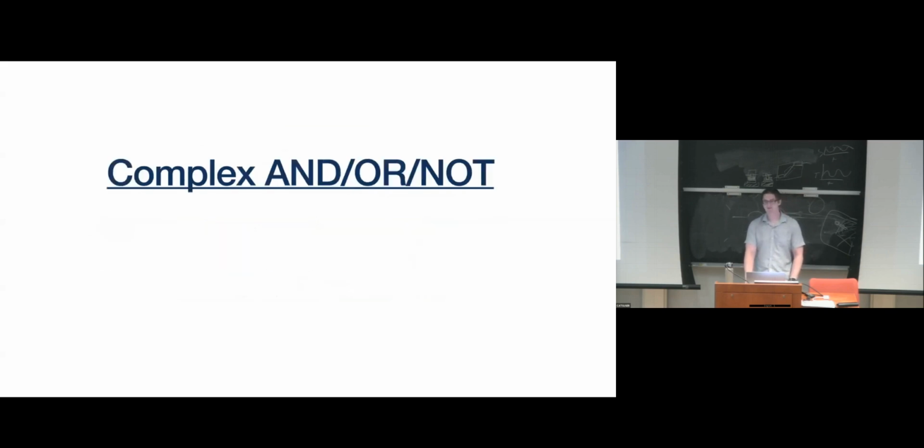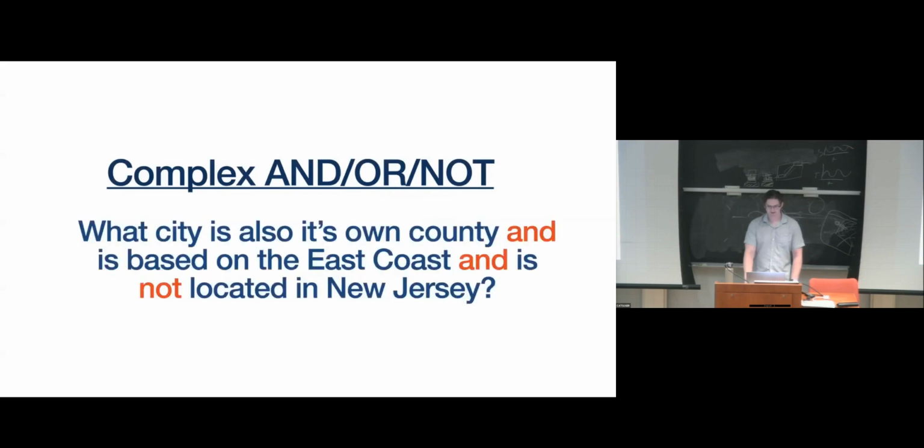Another example might be some complex and/or queries, where you have something like, what city is its own county and is based on the East Coast and is not located in New Jersey. And so again, if you put this into Google search, it's going to try to keyword match this in semantic space. And maybe it'll find you the answer, but it's not actually using these logical conditions in any reasoning-based fashion.